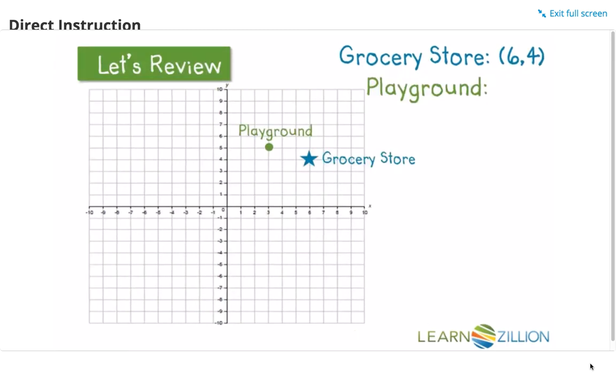The same process for plotting points applies to reading points and locating points. So if the playground is at the green circle and I want to tell someone where it's located, I need to use the same convention of x, then y. The playground lines up with the 3 on the x-axis and the 5 on the y-axis, so I will name the point with the ordered pair 3, 5 in the format of x, then y.